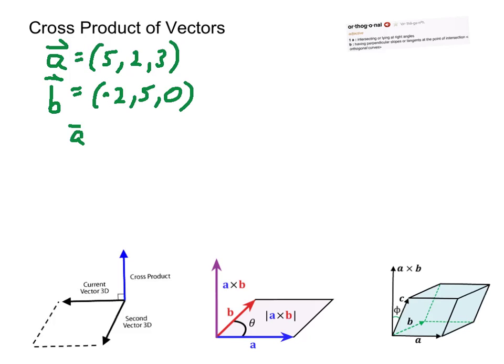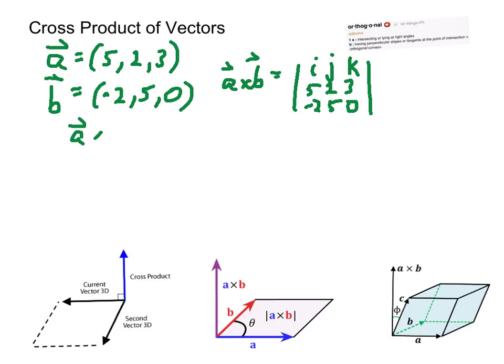The cross product, actually let me write it up here and then we'll expand it over there. We have the cross product is going to look like this. We have the unit vectors on top. We have vector A, which is 5, 2, 3. And then vector B, which is negative 2, 5, 0. We're going to find the determinant of that. Now we need to do this by hand because, well, how are you going to plug in i, j, k into your calculator? Good luck. So here we go.